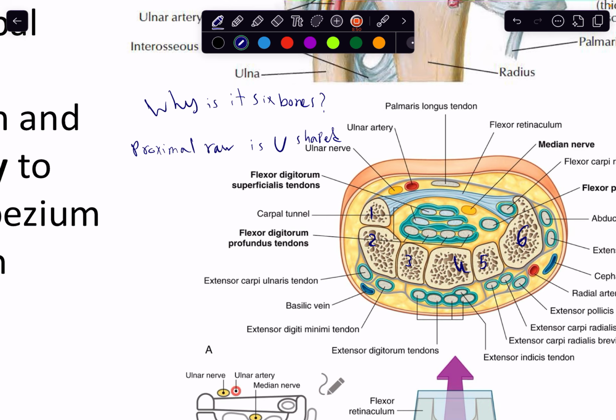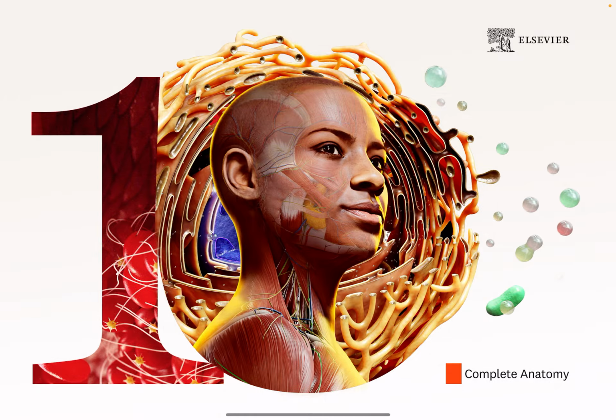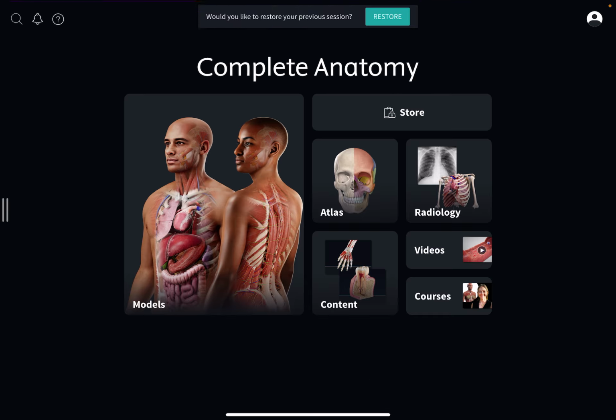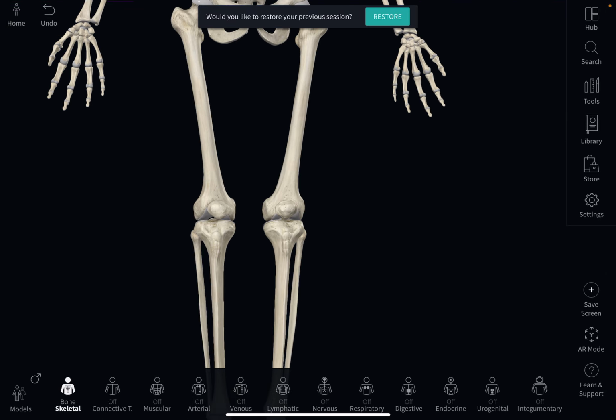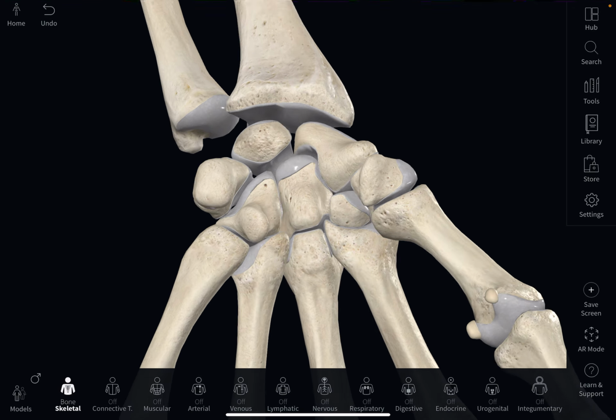The middle one, the capitate, is the largest, so it occupies the central portion. So when they cut, you are leaving these 2 and including another 2. That's the reason the angle of cut includes some bones of the distal row. That's why it appears as 6 bones here. So this is the logical explanation of this section.